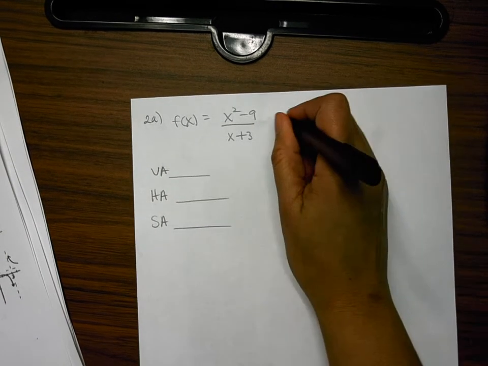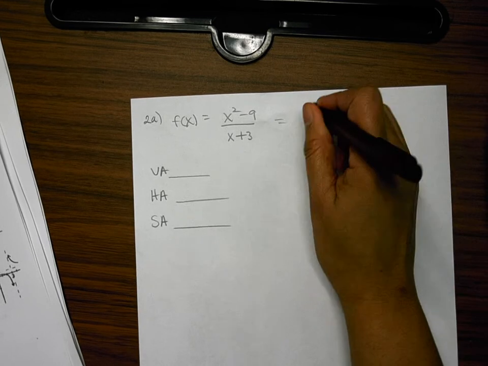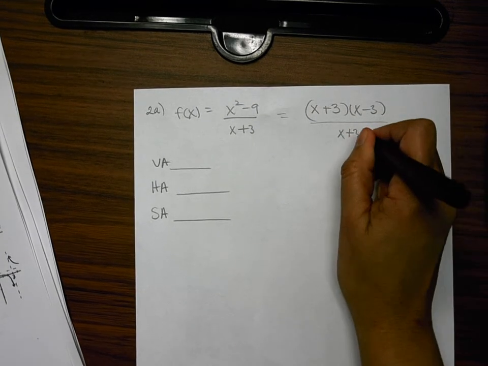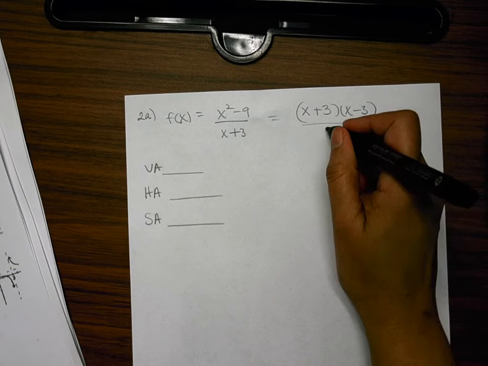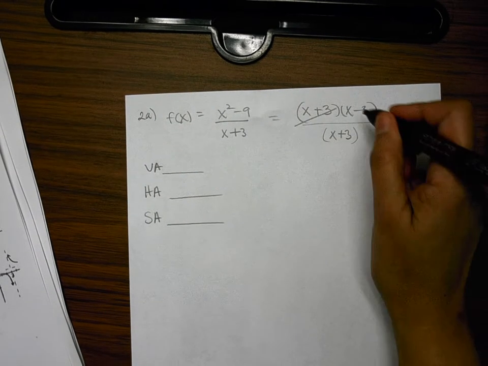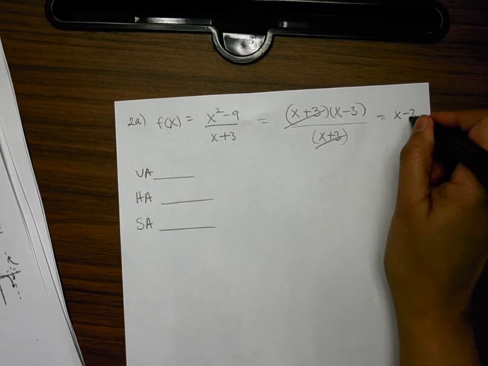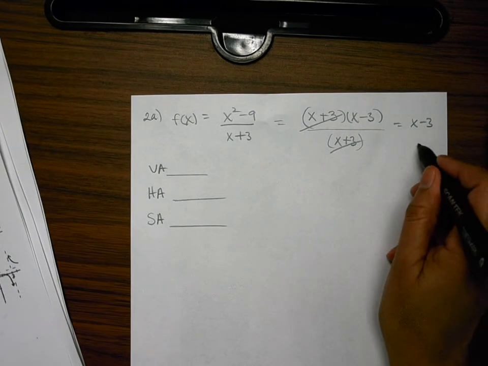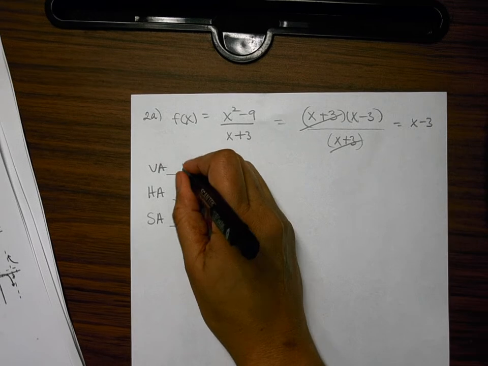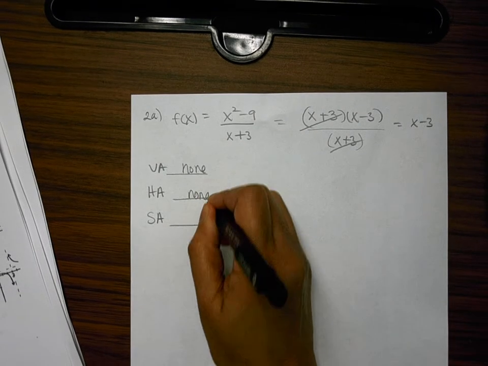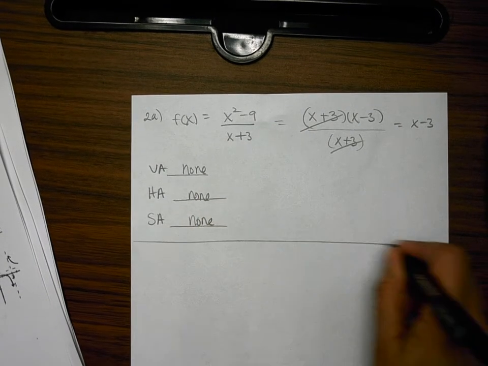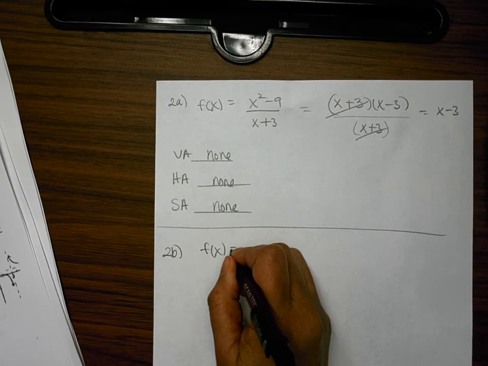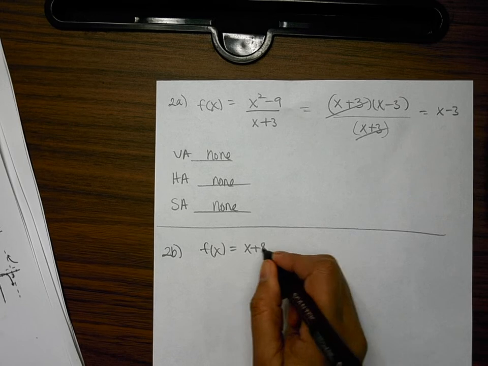Okay, so I factor: x plus 3, x minus 3 over x plus 3. I find domain first and then reduce. They didn't ask for the domain, so I'm just going to go straight to reducing, leaving x minus 3. That's it. No variable in the denominator, and I've said before, if there's no variable in the denominator, everything is none. None, none, and none. That's it. That easy.